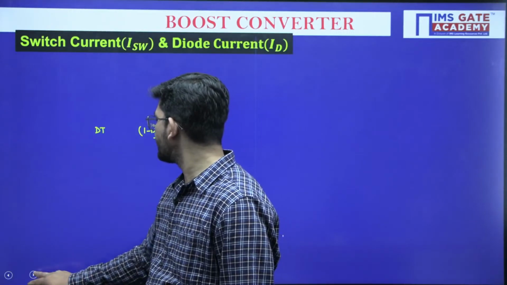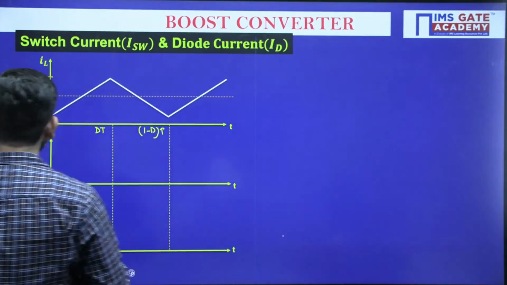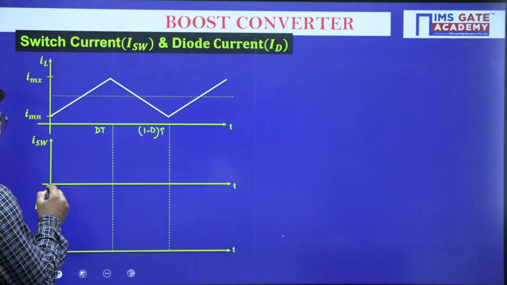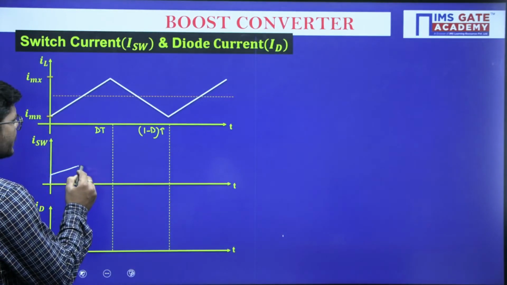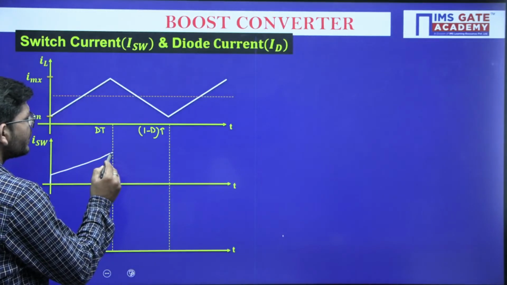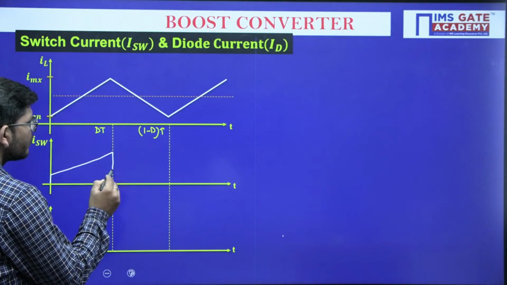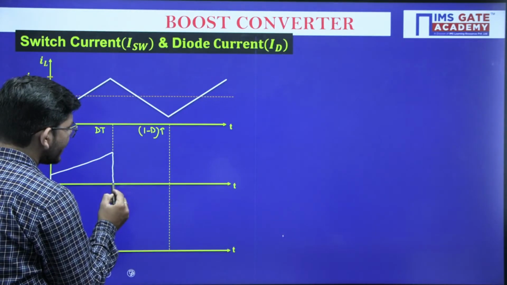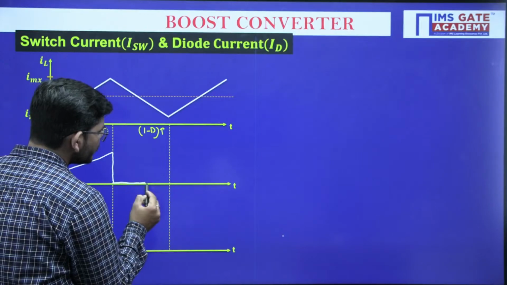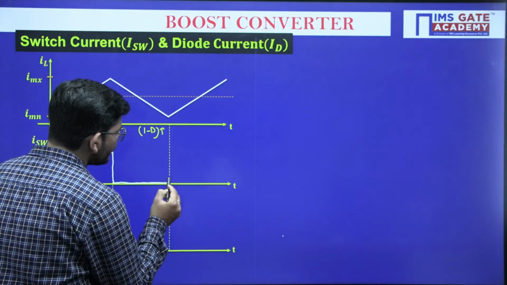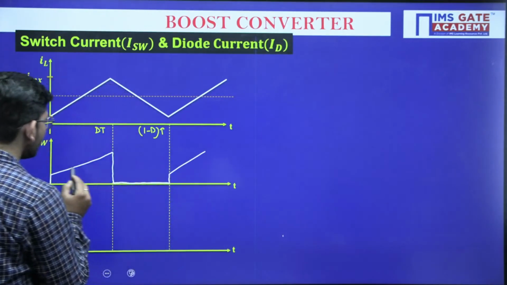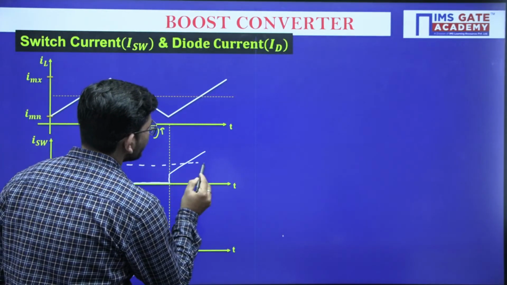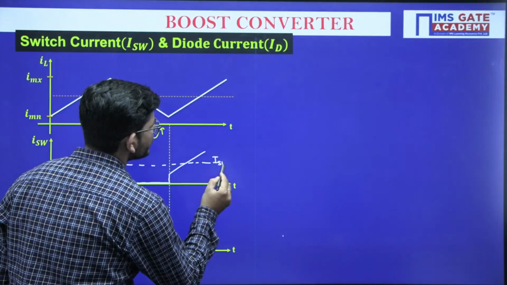So the switch current will have the same shape as the inductor current has during the on period, because the switch is carrying the same inductor current during the on period. So this is how the inductor current will be varying, and this will be the average value. This will be the average switch current.